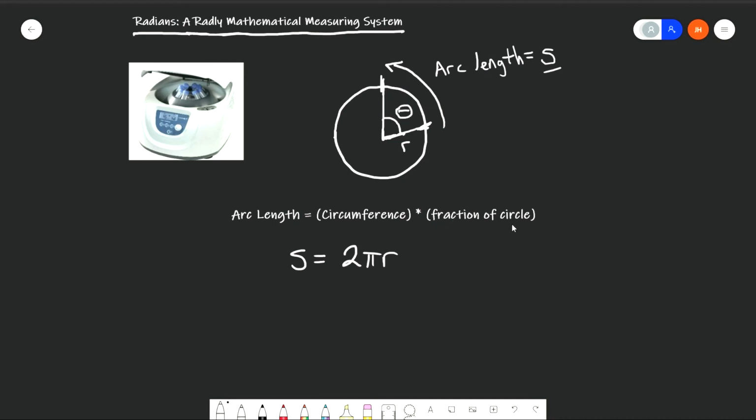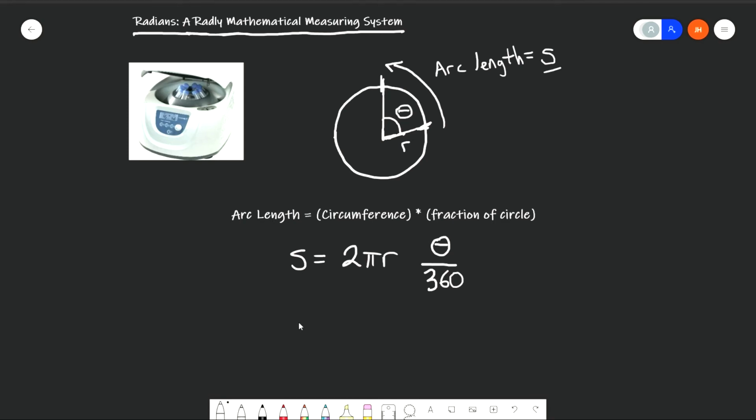Now, to calculate the fraction of the circle that I have, all I've got to think about is, well, how much of the circle do I have? I have theta degrees. And how much of the circle is there in total? Well, one full revolution in degrees, we said before, was 360. So in the end, to calculate an arc length in degrees, it's 2 pi times the radius times my angle over 360.